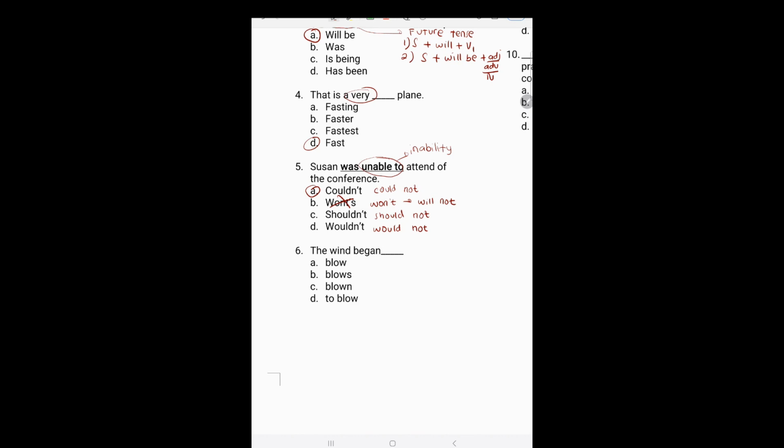Number 6. The wind began blah blah blah. In this sentence, the word began is a verb that requires a following verb in the infinitive form. So, infinitive form is to plus the base form of a verb. So, the best answer here is D.